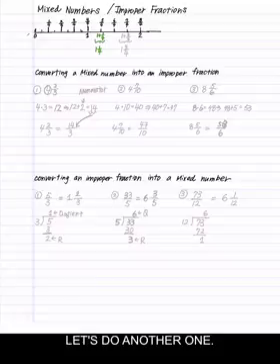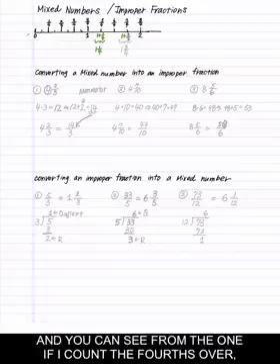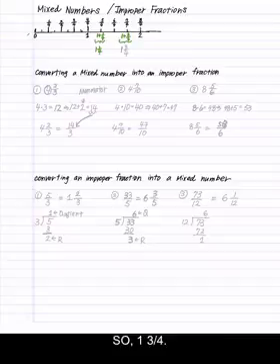Let's do another one. Let's do the 7/4, and we'll rewrite that as 1 plus 3/4. You can see from the 1, if I count the fourths over, there are 3 of them. So 1 and 3/4.